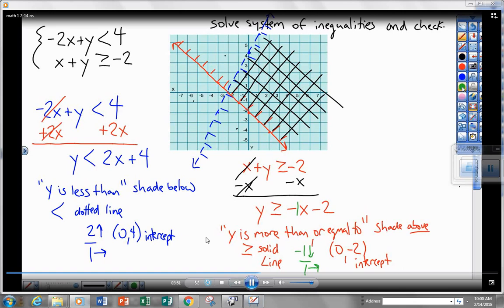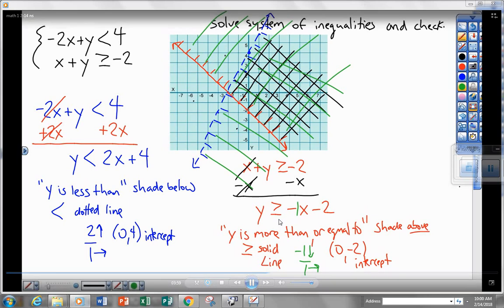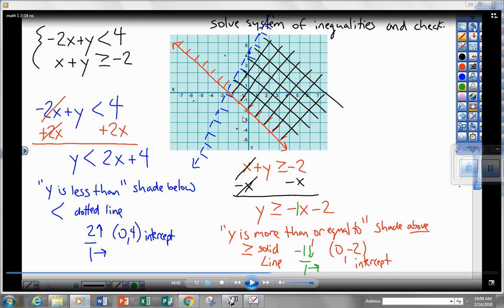I don't want to see you going crazy and drawing a bunch of shaded areas and I'm not able to see where they intersect. Just looks like spaghetti. So don't do that. Shade a little bit until you see where they overlap and then fill in just that 1/4 of the graph. Now for the check.